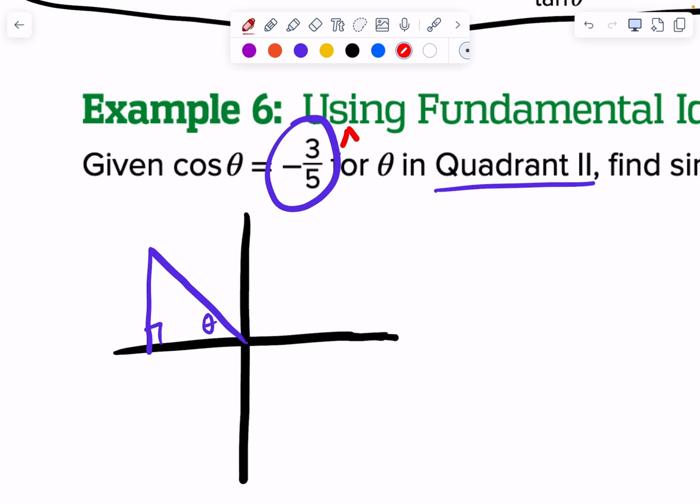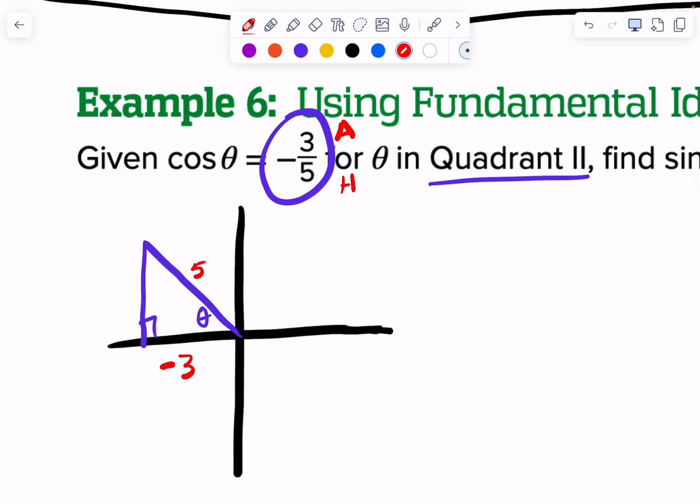CAH. Adjacent over hypotenuse. The adjacent side is 3. The hypotenuse is 5. Which one of those is negative? The 3, because it's going to the left, right? Okay, I need to figure out what this side is. Let's call it A.